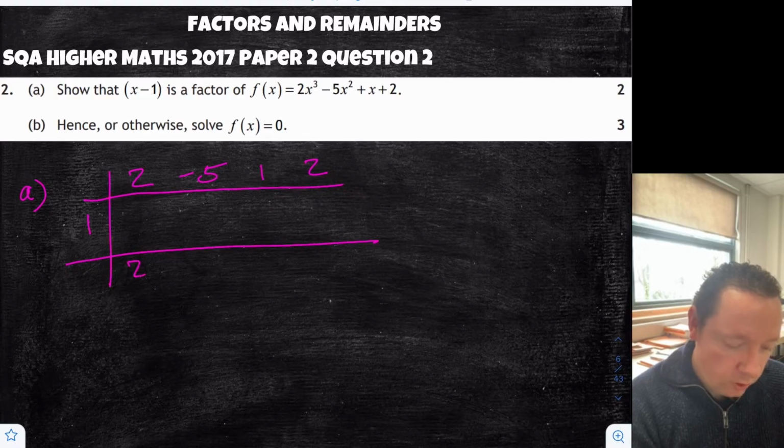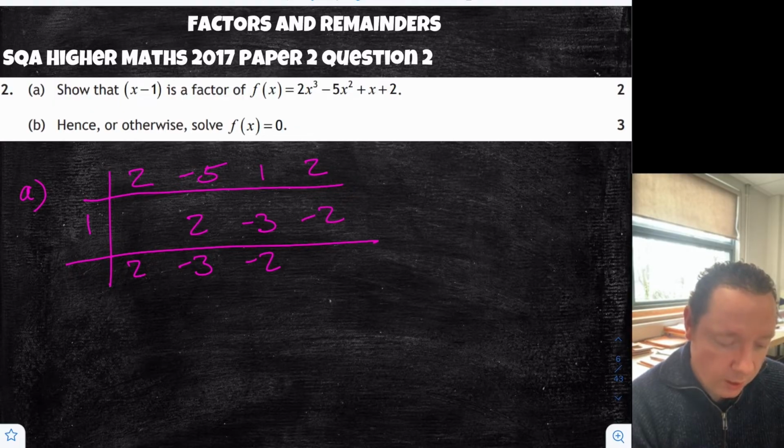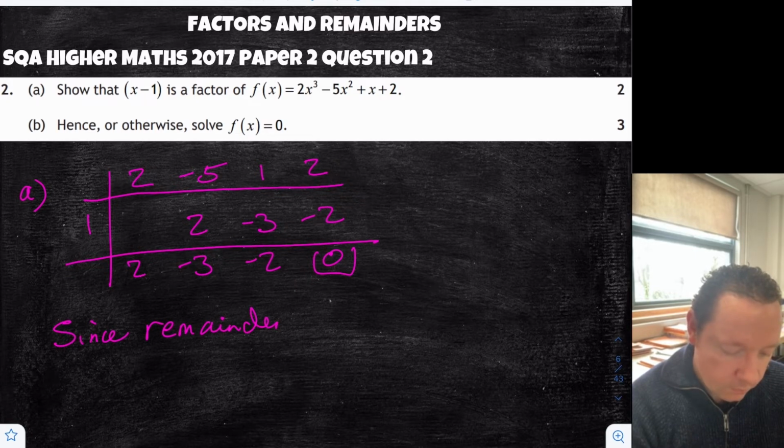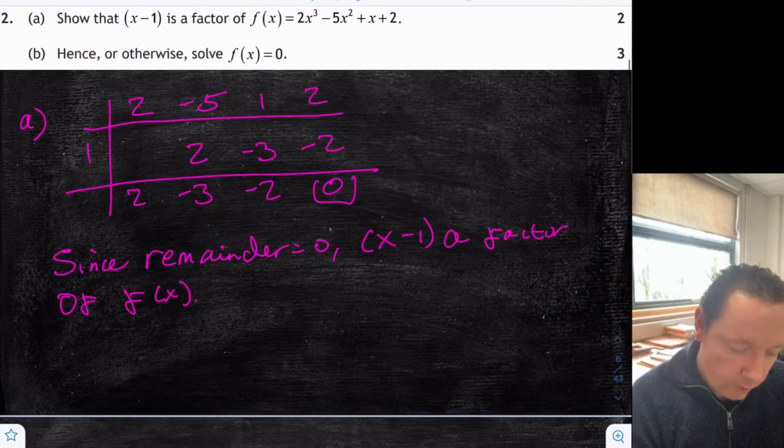Drop the 2 down, 2 times 1 is 2, 2 minus 5 is minus 3, minus 3 times 1 is minus 3, minus 3 add 1 is minus 2, minus 2 times 1 is still minus 2, and minus 2 add 2 is 0. So since the remainder is 0, x minus 1 is a factor of f of x.